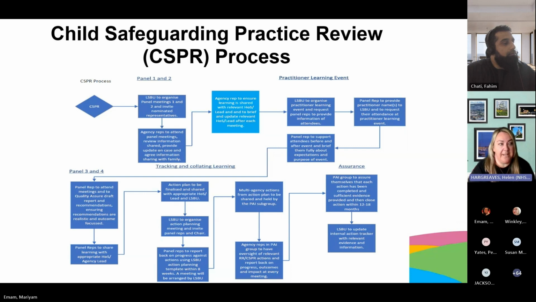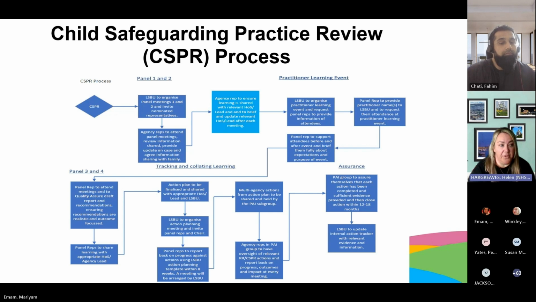It's the responsibility of each agency's panel representative to identify those appropriate practitioners, quite often those who were directly involved with the child and the family, and we will then request their attendance at the practitioner learning event. It is the responsibility of the panel rep to support the practitioner both pre and post the learning event in relation to its purpose and the expectations. Peter did talk about the practitioner learning event briefly before, but part of this process we do to celebrate that good practice. It's not a witch hunt, like Peter alluded to before, and it's about supporting practitioners in identifying perhaps what we could have done better and what we can improve going forward.